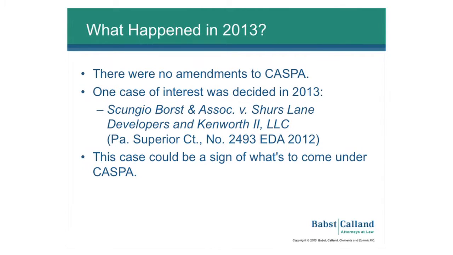There were no amendments to CASPA. There was one case of interest. The case was called Scungio, Borst and Associates versus Schurz Lane Developers and Kenworth 2 LLC. For the reasons we're going to talk about, this case was ultimately withdrawn, but the ramifications and the ideas that the court had placed in this decision before it was withdrawn is an indicator of where the court may be taking CASPA in the future.